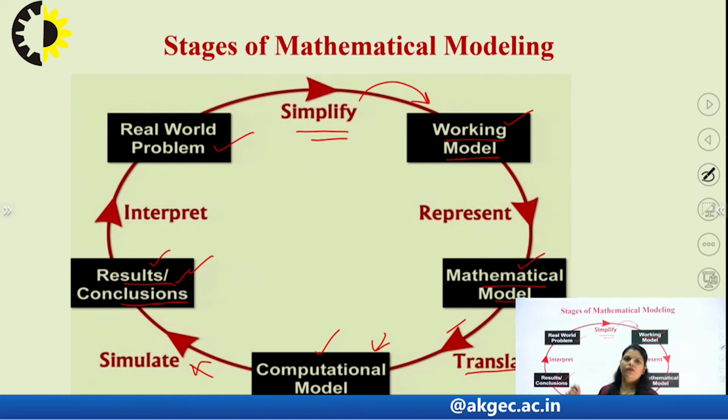Otherwise, what will we do? We will interpret the solution again, or we will improve our model. So, these are the different stages of mathematical modeling.